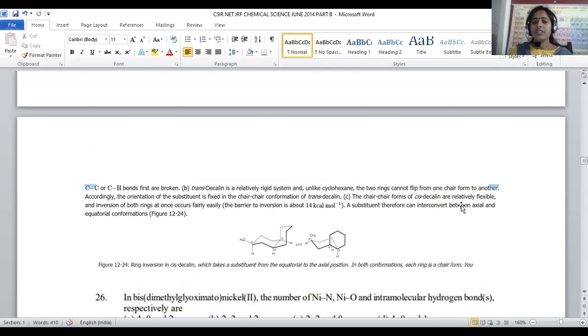The chair-chair conformation of cis-decalins is relatively flexible. How can we say? Being a somewhat unstable molecule, one of the ring systems participates in ring flipping. That will be flipped, that will be rotated. And inversion of both rings at once occurs fairly easily. The barrier to inversion is about 14 kilocalories. In order to flip the molecule, 14 kilocalories of energy is required. A substituent can therefore be interconverted between the axial and equatorial conformation.